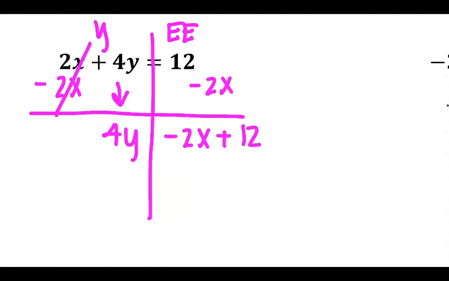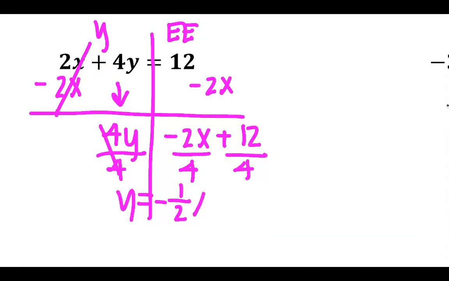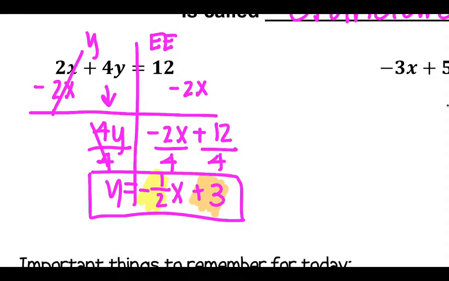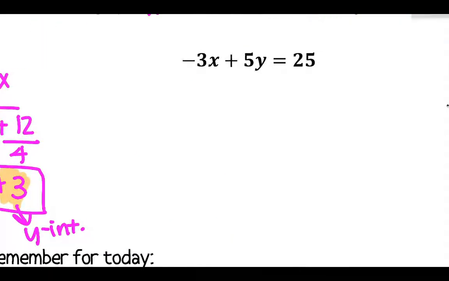Either way, I just like to put my x's first. Then I've got 4y, but what did I want? I wanted 1y. So I divide everything by 4. And I've got y equals, that simplifies to negative 1/2 x plus 3. So there it is in slope-intercept form. So now I can look at it and I can know my b and my m. And again, that is slope, that is y-intercept. But you have to work for it and you've got to solve it first. Same thing here.